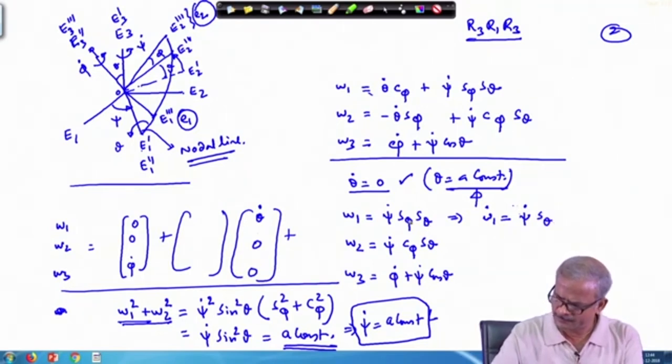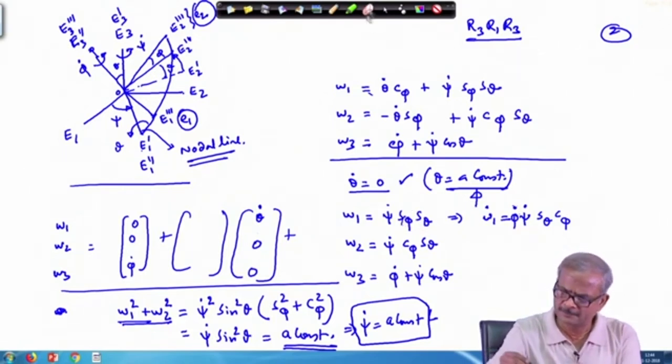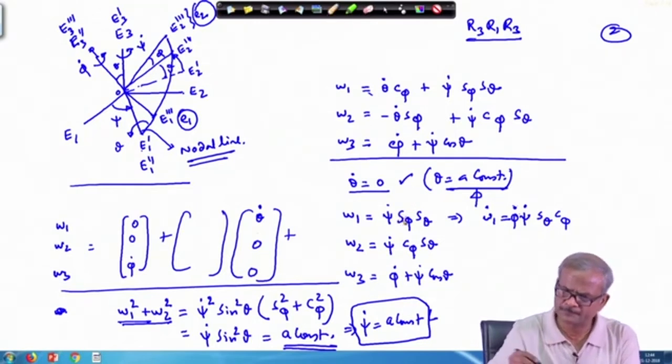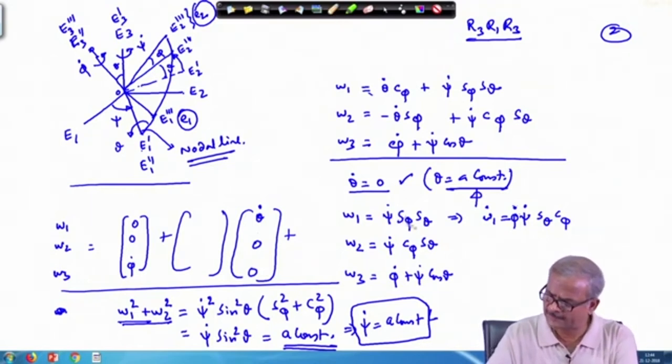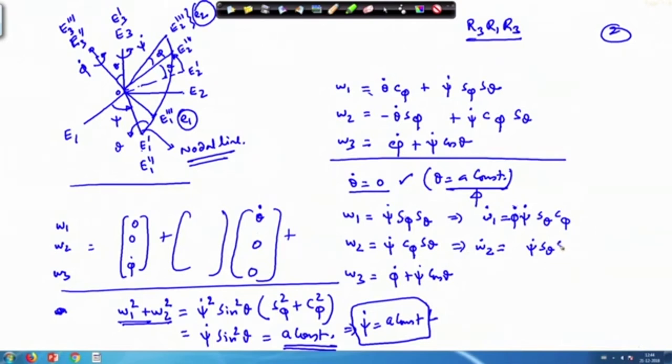So, psi dot s theta here, this is s phi. So, this becomes c phi and then phi dot will appear. So, phi dot will be written here in this place once we differentiate this. So, sin phi differentiated becomes cos phi and then phi dot appears. Similarly, this omega 2 dot we get from this place: psi dot s theta remains as it is, and c phi becomes s phi with a minus sign and phi dot. And omega 3 dot is obviously 0, because this quantity is a constant.